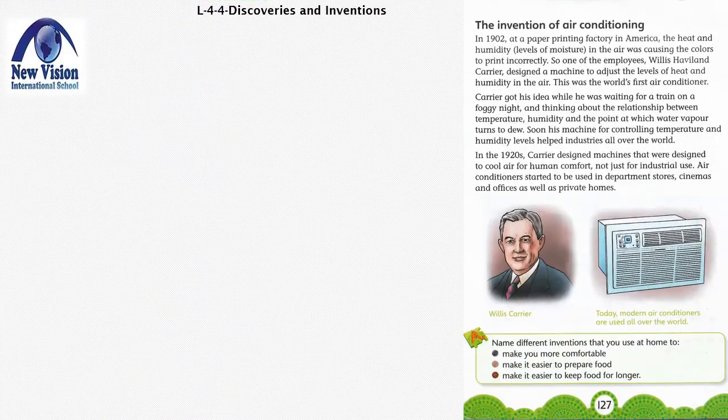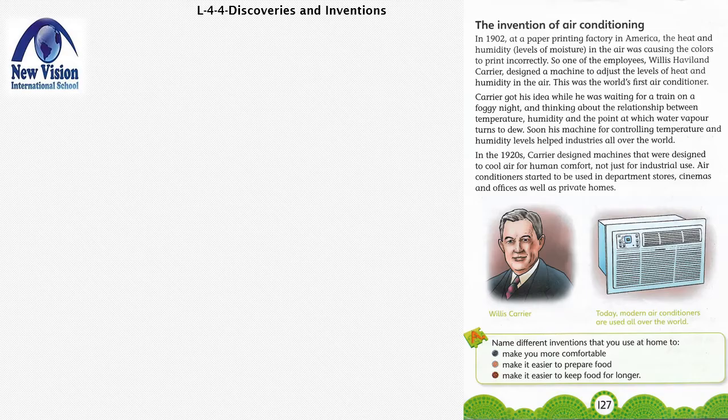Okay, now let us turn to page number 127 of your student book. Here we are going to learn about the invention of air conditioning. Don't forget to highlight and reread the lesson in your mind. Very good. The invention of air conditioning: in 1902, at a paper printing factory in America, the heat and humidity, the levels of moisture in the air, was causing the colors to print incorrectly. So one of the employees, Willis Haviland Carrier, designed a machine to adjust the levels of heat and humidity in the air.